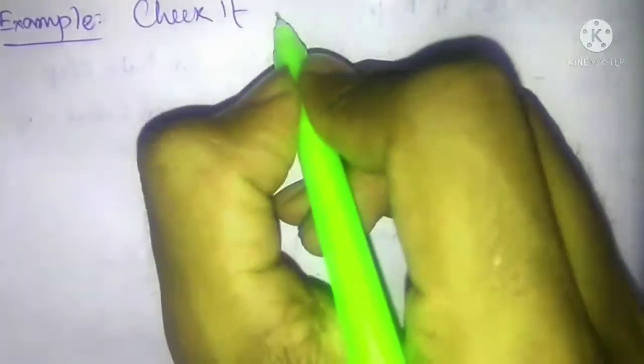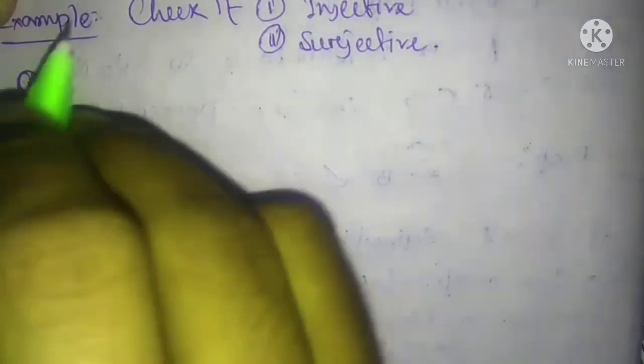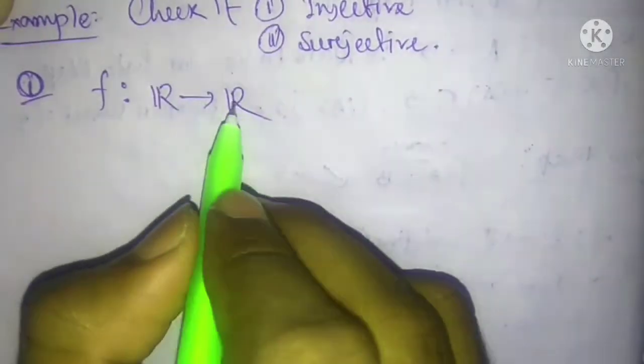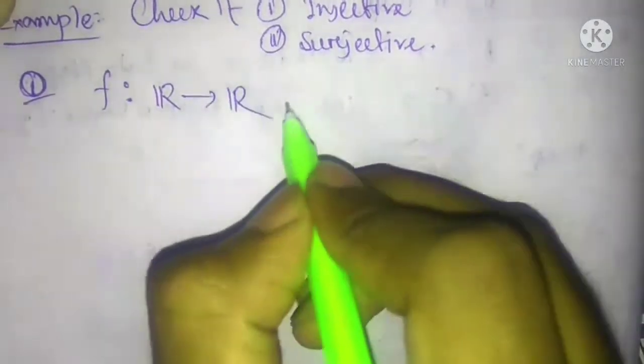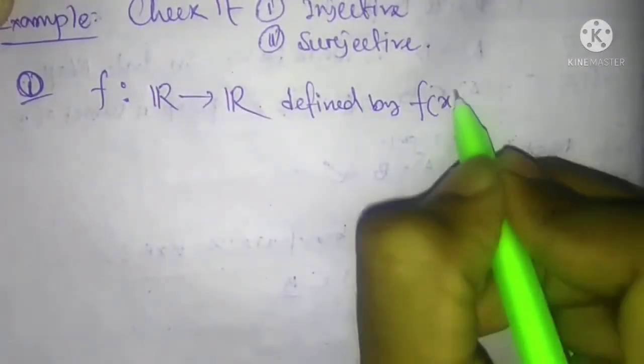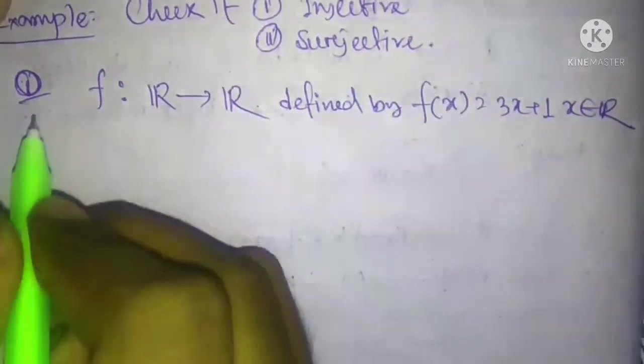Let's try an example. Check whether it is injective and surjective. So what is the example? Let a mapping be defined from R to R, real numbers to real numbers, by f of x equals 3x plus 1 for all x belonging to the real numbers.